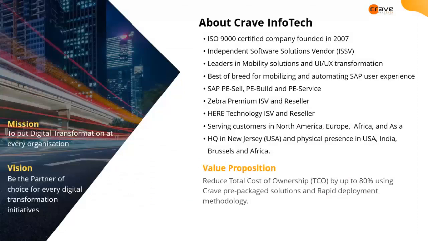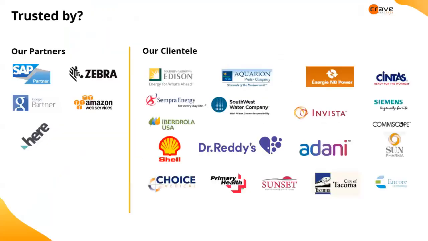We are a 13-year-old company. We have three partnerships with SAP: sell, build, and service, all three. And then we are also a premier partner with Zebra and also a reseller, and the same with HERE technology. Headquartered in New Jersey, with global presence and a global customer base. This is a list of some of our customers: utilities, oil and gas, life sciences, then companies like Siemens, CommScope, manufacturing, chemical, public sector, and healthcare. That's a list of all the different customers.